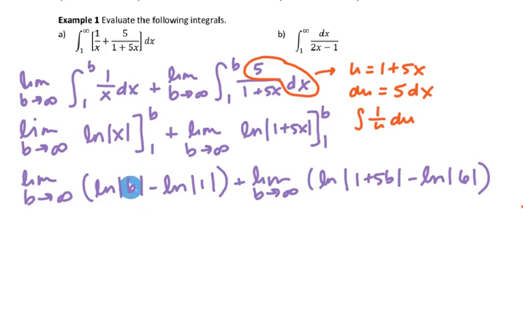If b is growing, then the natural log of that big number is approaching infinity as well. Ln of 1 is 0. Ln of a number growing very large is a large number. And then we just have ln 6, which isn't going to be affected by our limit.